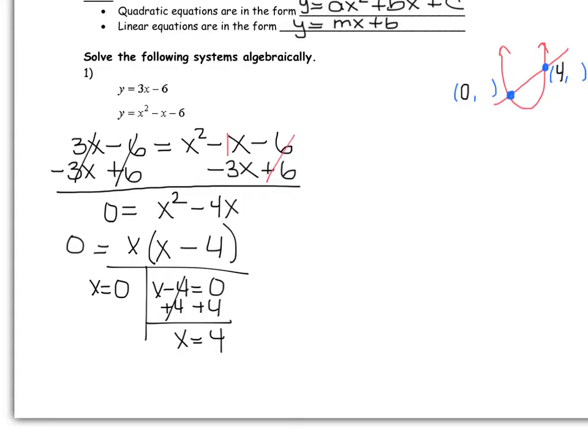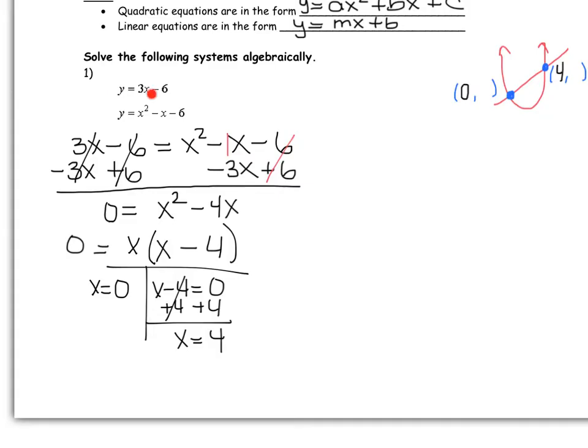So in order to finish the problem, you need to find the corresponding y values. Just like we did with linear systems, we can plug into any one of these two equations that we want to find y. But this time we're going to have to do it twice because we have two x values.